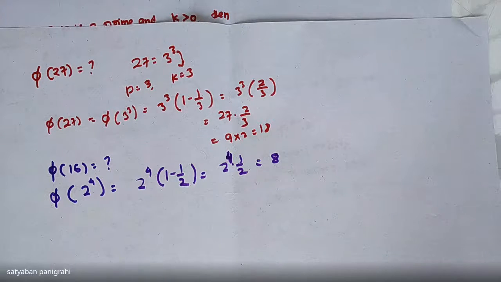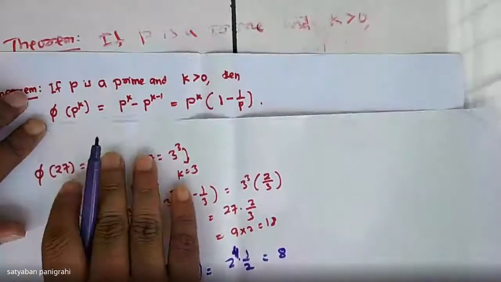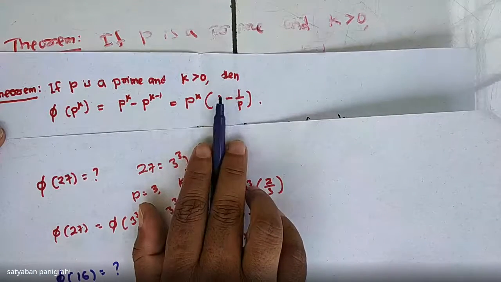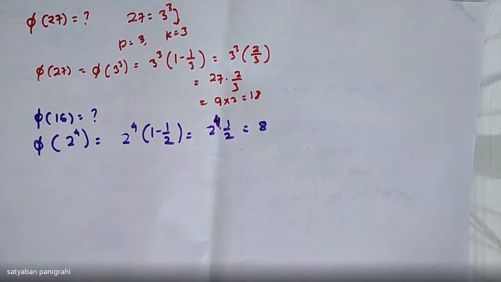That means we have now two theorems. One is, if n is a prime number, then phi n equals n minus 1. If n is a power of some prime number, then this is the formula, p to the power k into 1 minus 1 by p. Okay? Now, after these two theorems, again we go to the next theory. Next theory. This is one important theorem.